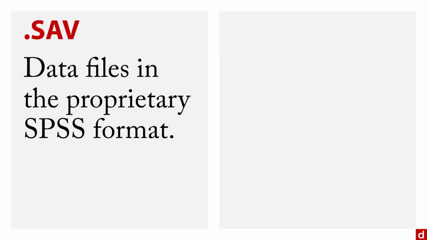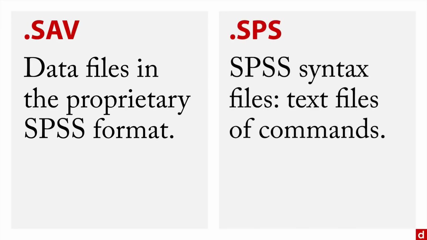But when you do, you'll see a bunch of files there. Now there's a few kinds in particular that are important. There are the .sav files. These are data files in the proprietary SPSS format. They can only be opened up in SPSS usually. And there are also .sps files, and these are SPSS syntax files. They're text files with the commands that can run a number of analyses and graphs and other functions in SPSS.